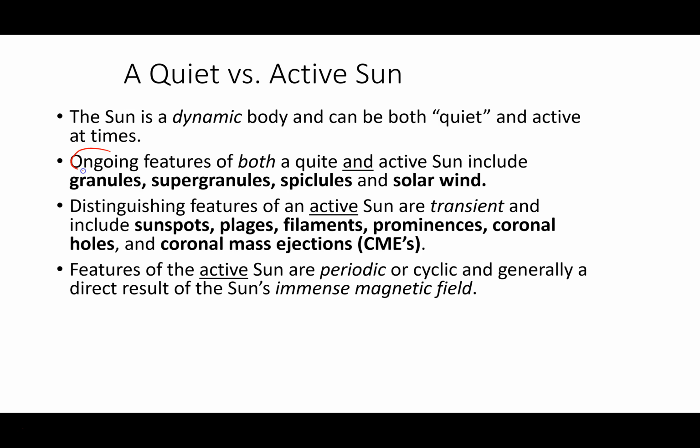So ongoing features: I told you that granules, solar granules, are always there. Also supergranules, spicules, and solar wind, always there. What is not always there are these things associated with an active sun. I've listed them here: sunspots, splotches, filaments, prominences, coronal holes, and the granddaddy of them all, the biggest one, coronal mass ejections. So these are all associated with an active sun.